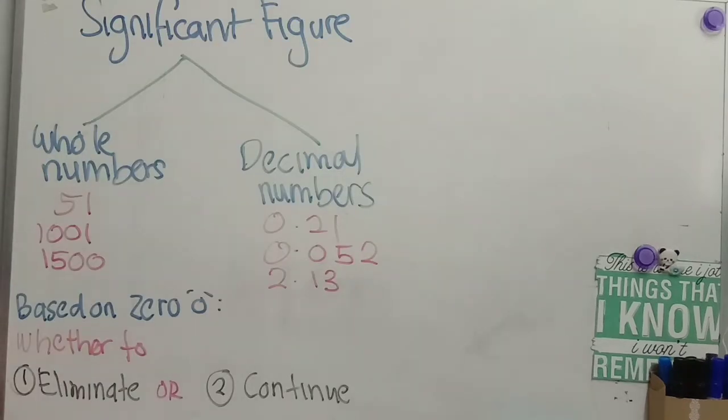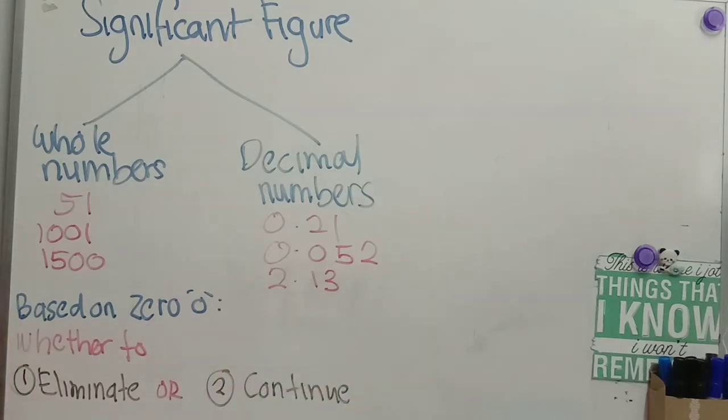Now I'm going to explain how you do significant figures on a number. Basically, for the Form 4 level, they will give whole numbers and decimal numbers. Whole numbers are numbers like 51, 1001, 1500, and decimal numbers obviously have a point in between the numbers, like 0.21, 0.052, 2.13.